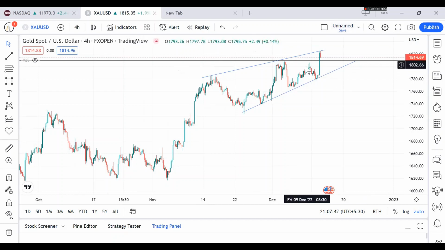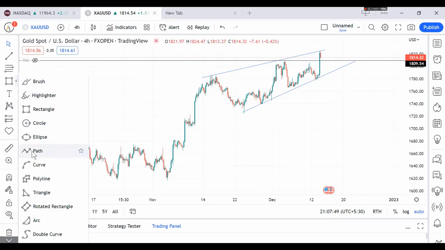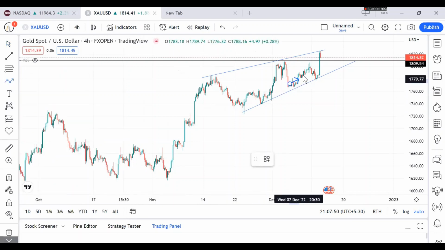But if the market is to go down, this is what we would be on the lookout for. We would be on the lookout because this is what happened. This is what happened.